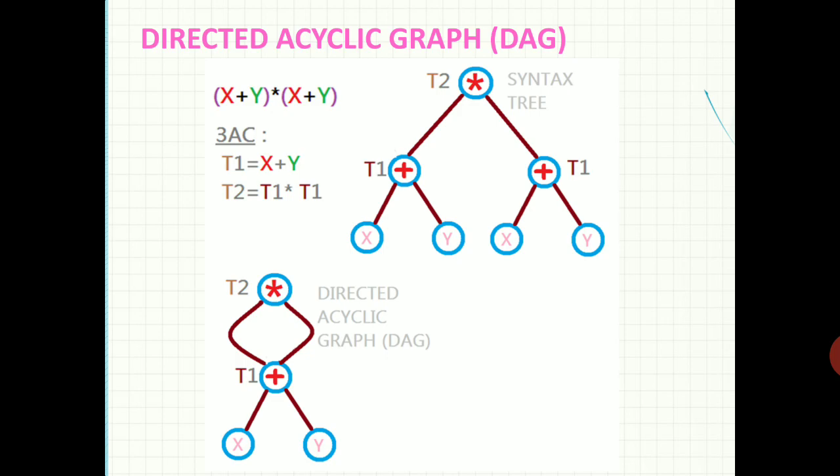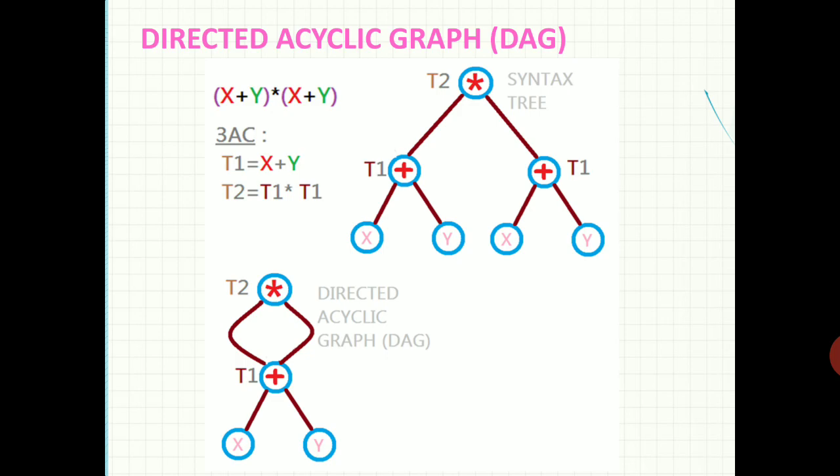Then the next representation, a non-linear form of representation, is the directed acyclic graph. It is a compacted, or we can say optimized, version of the syntax tree. Here we are converting multiple computations to a single computation. In the syntax tree, you can see that the expression x plus y is evaluated twice. That is stored in T1 and T1, in two different variables. That is evaluated twice.